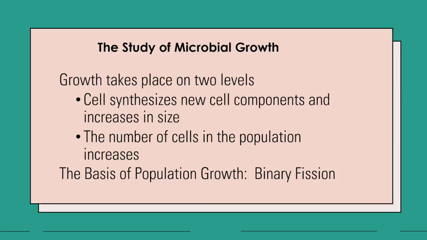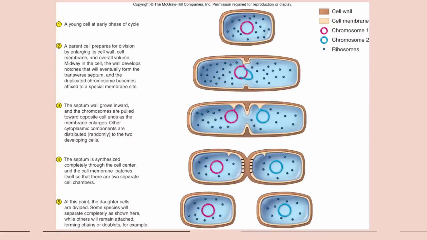The study of microbial growth. Growth takes place on two levels. The cell synthesizes new cell components and increases in size. The number of cells in the population increases. So the basis of population growth is binary fission. Now let's see. This is binary fission which is occurring.